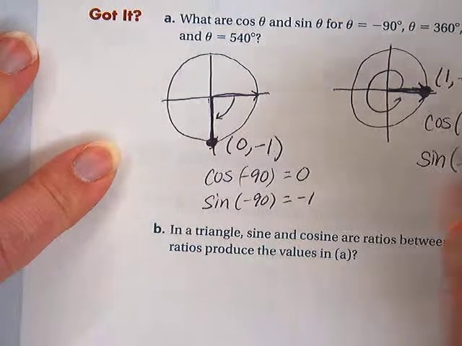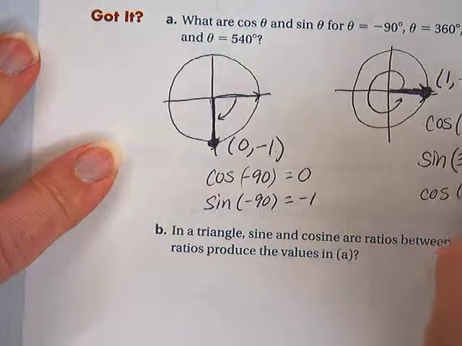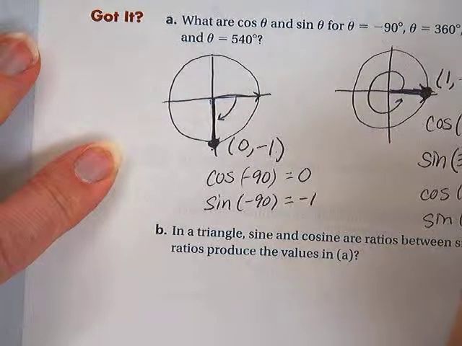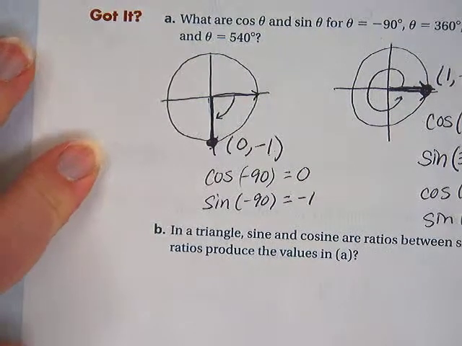Since 360 is also 0 degrees, that means the cosine of 0 is 1 and the sine of 0 is 0. Check those with your calculator if you would like to.